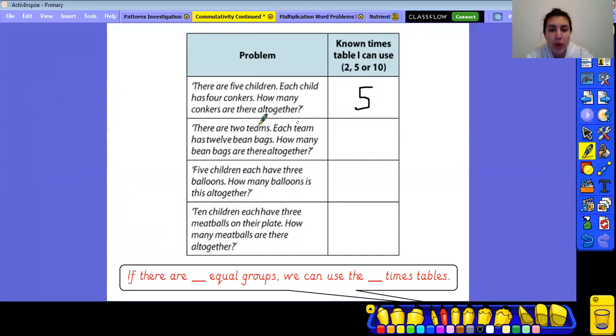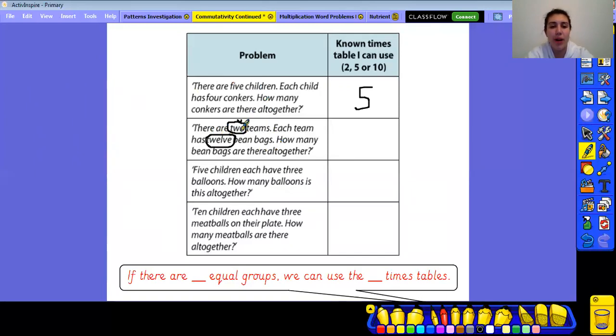There are 2 teams. There we go, got 2 teams. Each team has got 12 bean bags. So we've got 2 teams and each of these teams has got 12 bean bags. How many bean bags are there all together? Well, I've got 2 teams and each of them have got 12. That means I've got 2 groups of 12. So I've got 2 groups. Oh dear, I don't know how to count in my 12s yet. So what times table do I know that can help me calculate the answer?